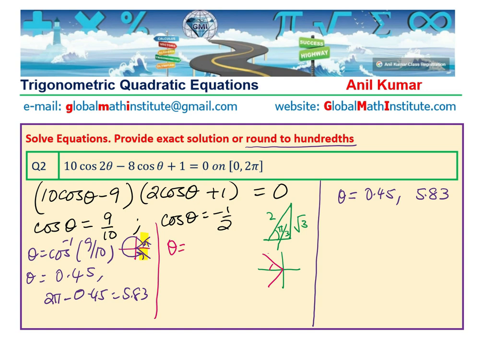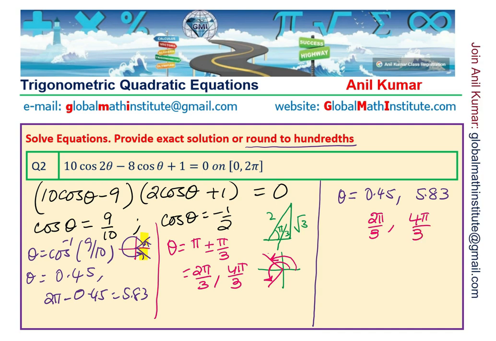So here theta is pi plus minus pi by 3, correct? So the value of theta is this, which is 2 pi by 3, or that, which is 4 pi by 3, correct? We got these two solutions also. So theta is also equal to 2 pi by 3 and 4 pi by 3. So these are the four solutions for the given equation.